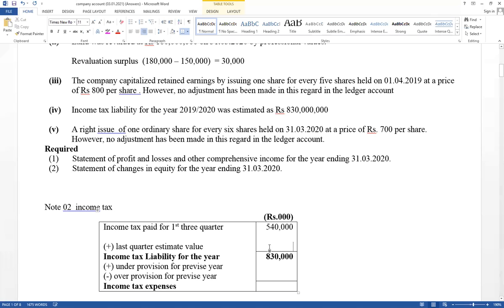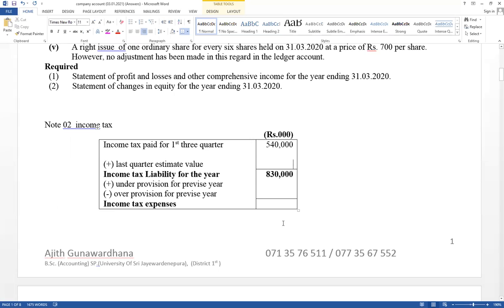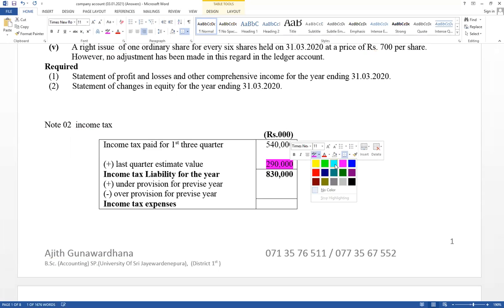Then the reason for difference is the last quarter estimate value. 830 minus 540. Therefore, the difference will be equal to 290,000. This is this year's last quarter estimate value. It has not been paid in cash. Therefore, this value should be included under current liability as income tax payable. Only this year's last quarter estimate value, not paid in cash, should be included in the financial position. But in the income statement, as expense, you have to include it after adjusting the previous year gap.